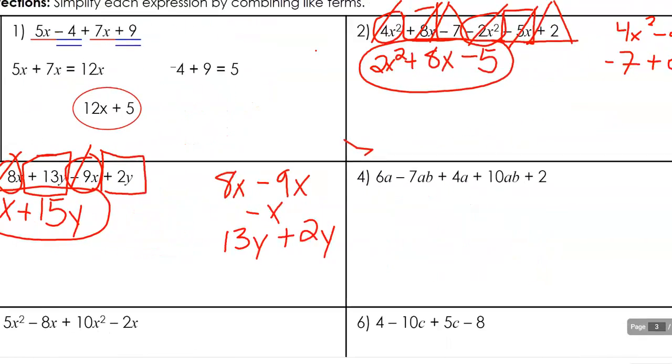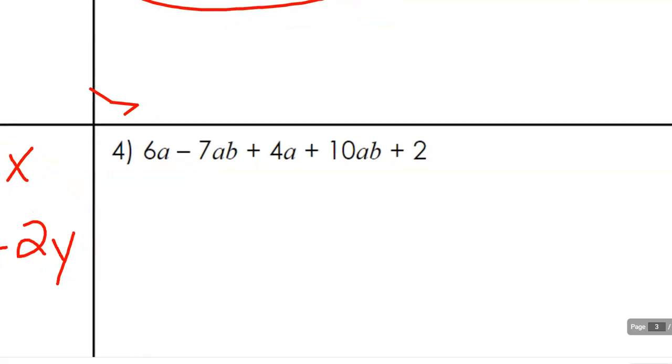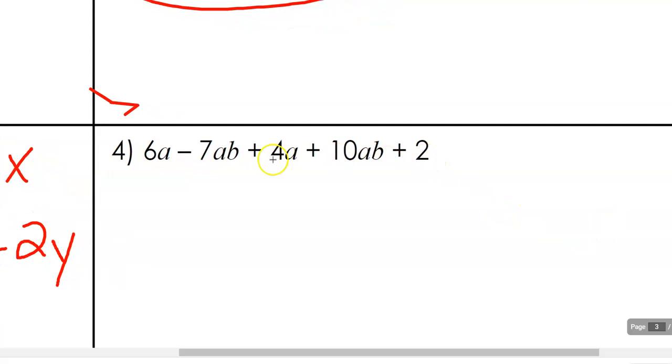Okay, let me see if there are others that look different. Yes, let's look at number 4. Okay, looks a little different. We're going to combine only the like terms. All right, so let's start with 6A. 6A, the other term that's a like term is the 4A. Is there anything else?